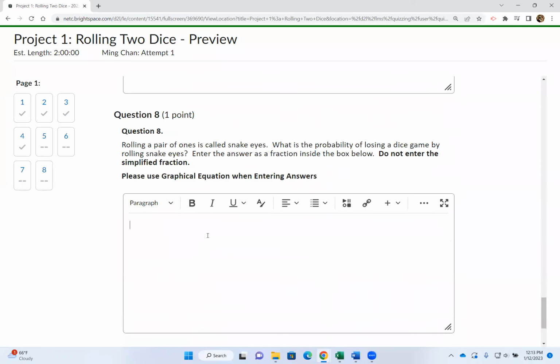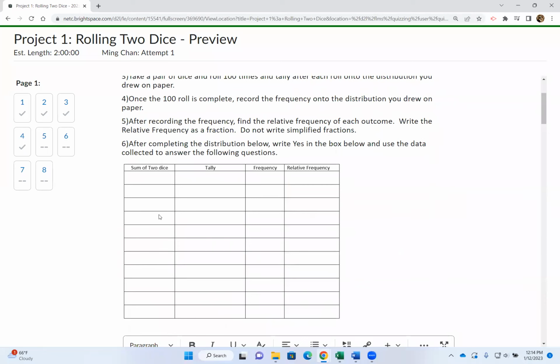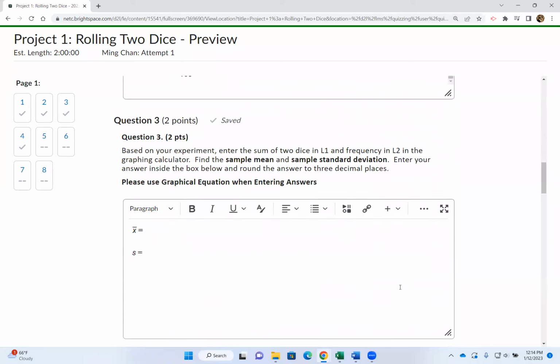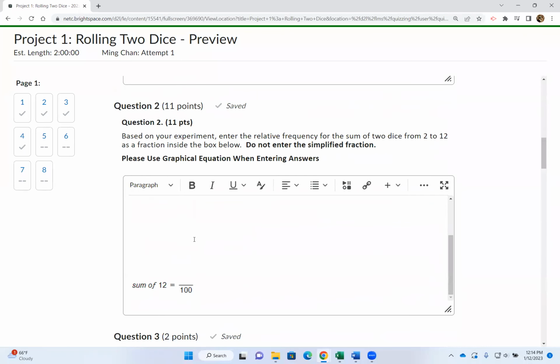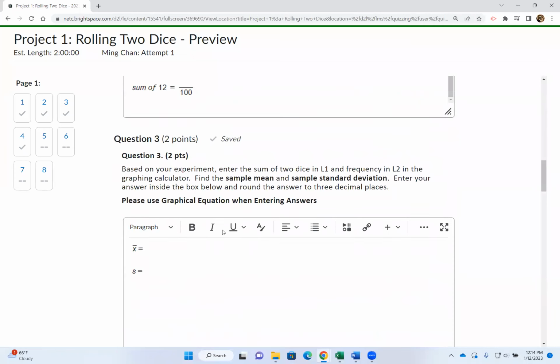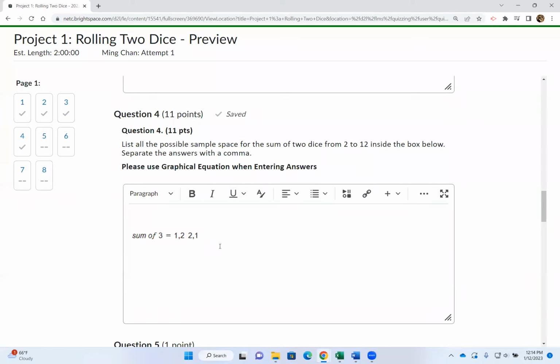So that's pretty much it for this project. I just want you to actually do the experiment yourself, rolling the pair of dice 100 times and see what your frequency and relative frequency are, and compare that relative frequency to what is actual, okay? And looking back at question number 4 and looking at what should be the number of outcomes, okay? Alrighty.